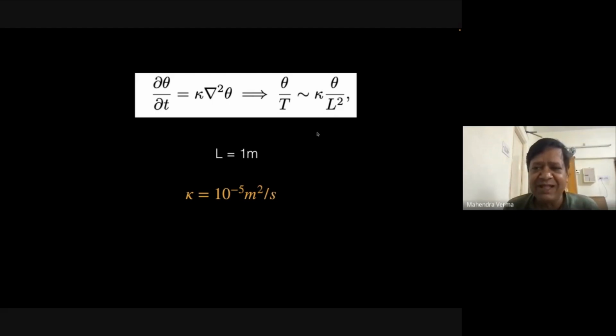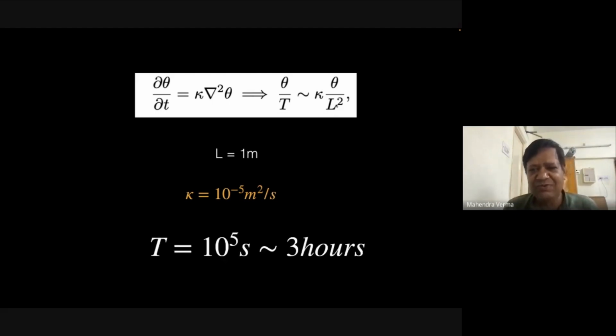From here, time will be L squared by kappa. So L squared is 1, divided by 10 to the power minus 5, which is 10 to the power 5 seconds, which is 3 hours. Look, this is terrible, right? I can't wait for 3 hours for air conditioned cold air to come to me. So something has gone wrong.